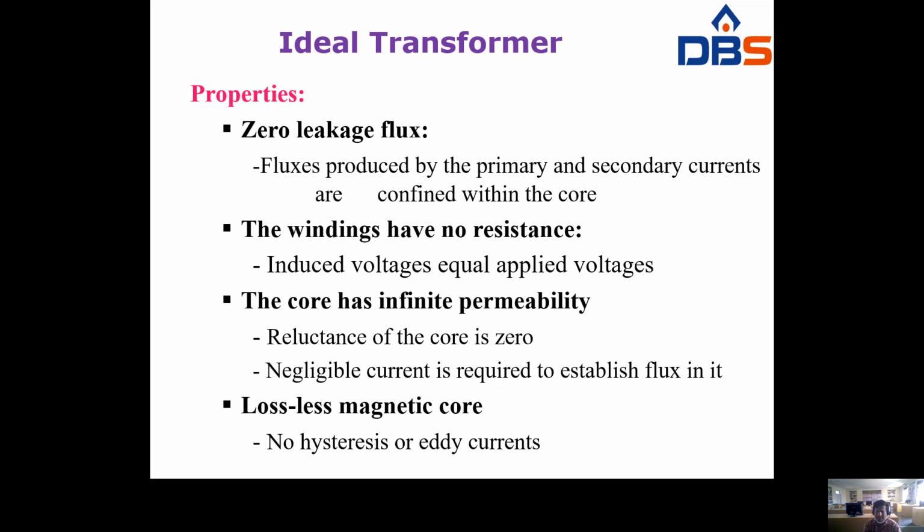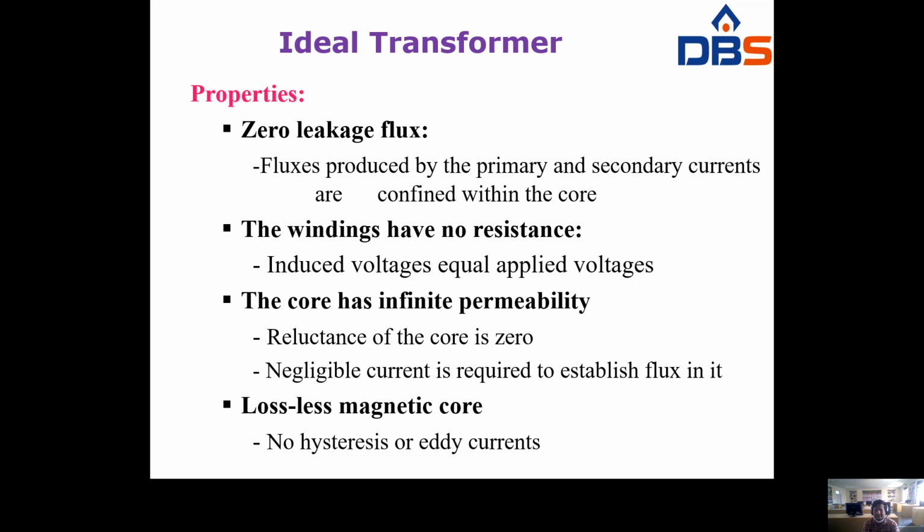The second property is that the primary winding or secondary winding does not have any resistance. That means there is no drop in the primary and secondary winding. That means the voltages are equal, the applied voltage and the induced voltage. Both are equal whenever there is no resistance in the winding. Because there is no resistance drop, there are no losses. No losses means input is equal to output. Input is the applied voltage, output is the induced voltage.